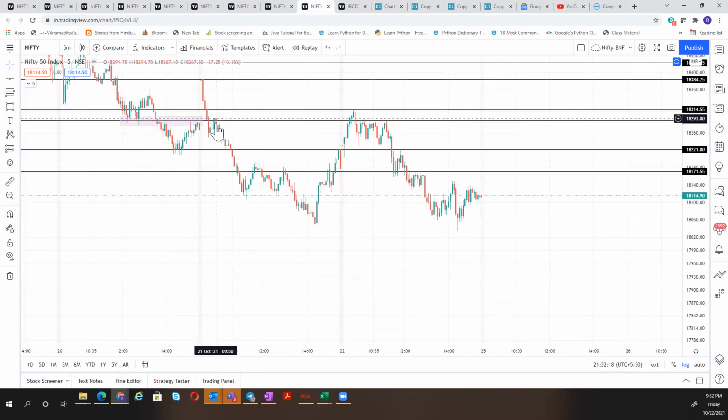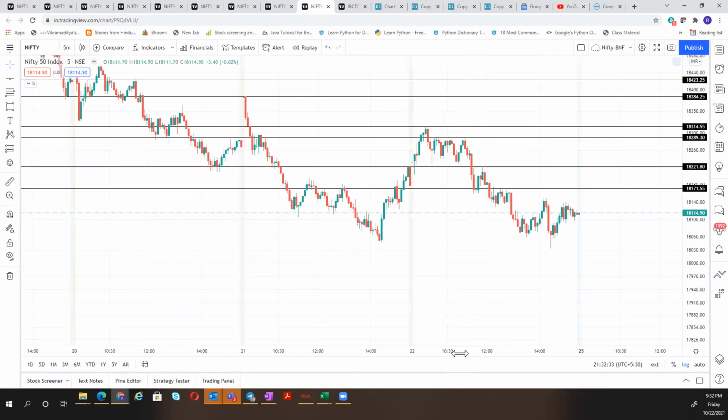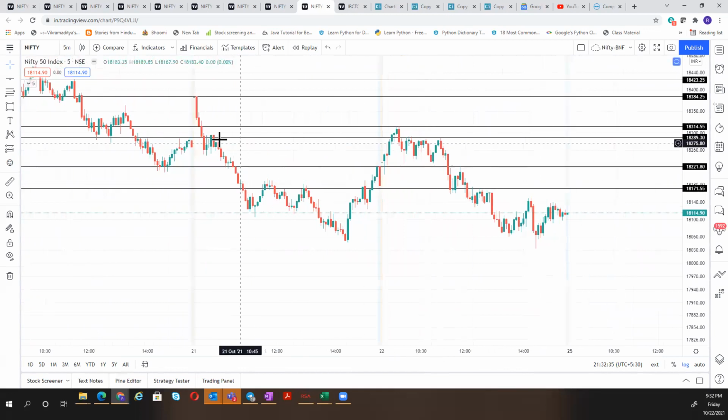It gave a breakout, then a breakdown. You have evidence 1, evidence 2. Okay, this is a previous support broken down. What is the day context? The market, from the open, is coming down. So you have a context, you have a high probability area where you can take a short here.